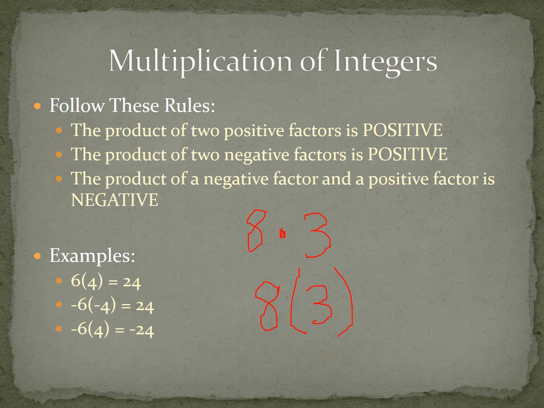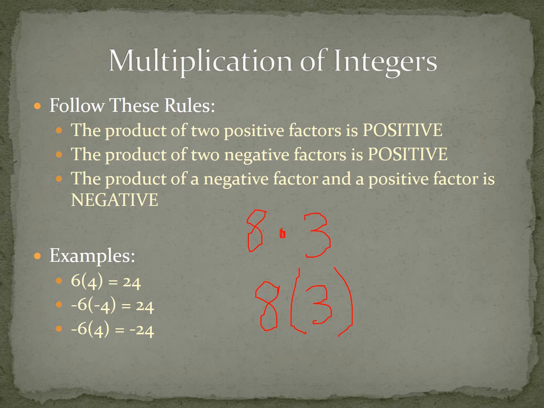So examples are, you have 6 times 4, which are both positive. You have 24 as your answer. Then you have the negative times the negative. Again, you're going to equal positive, that double negative kind of rule. And then you have the negative multiplied by a positive, and your negative always overrules.